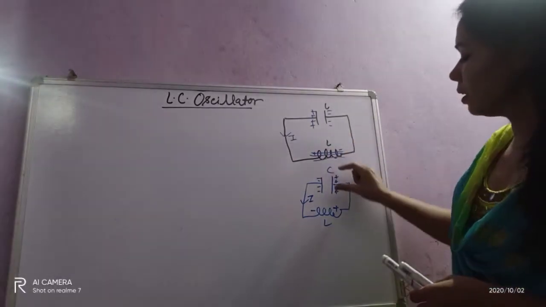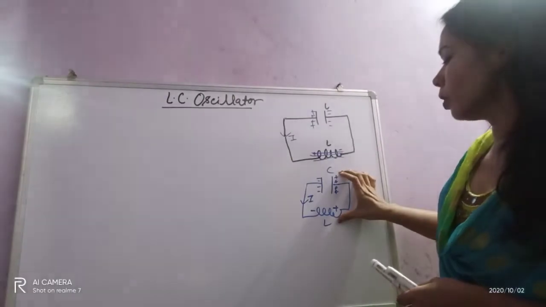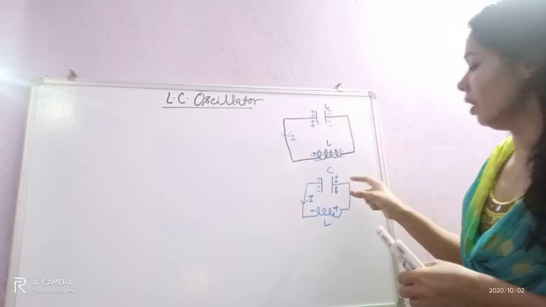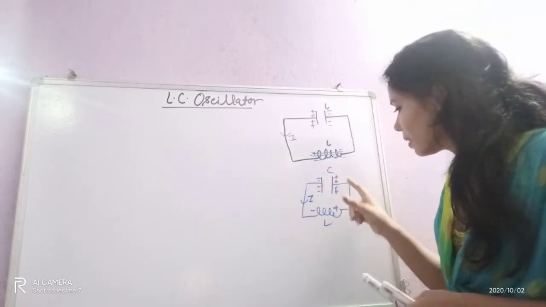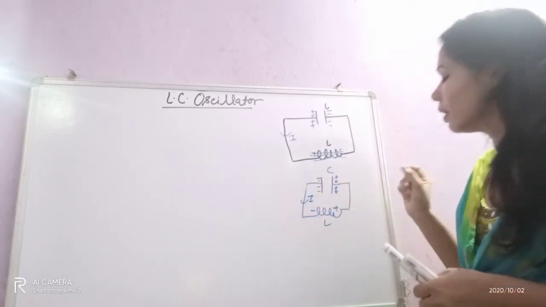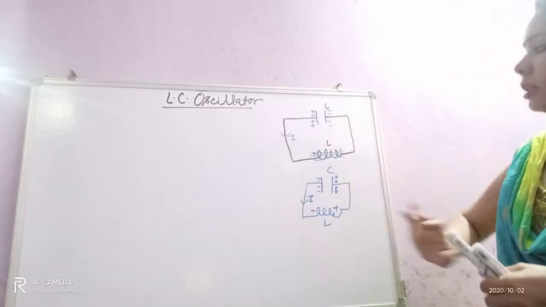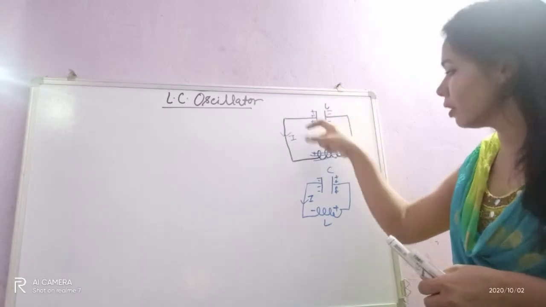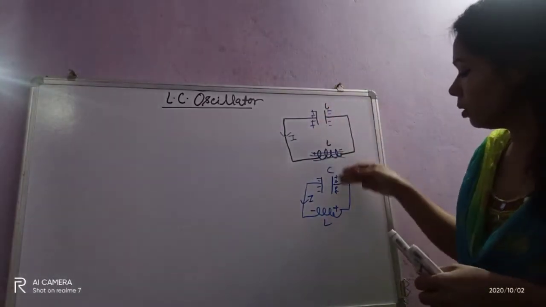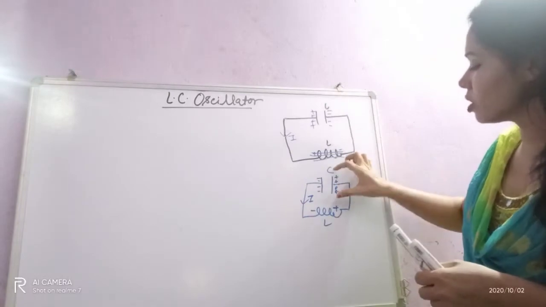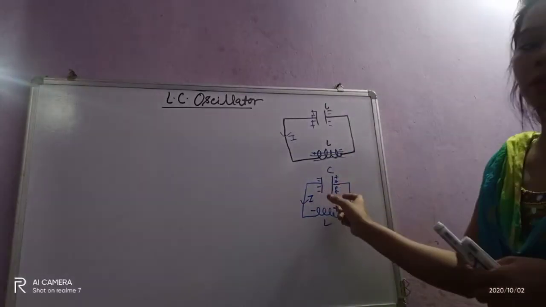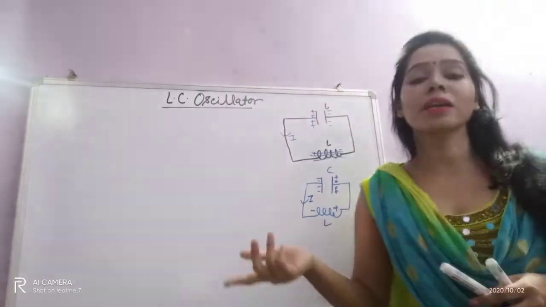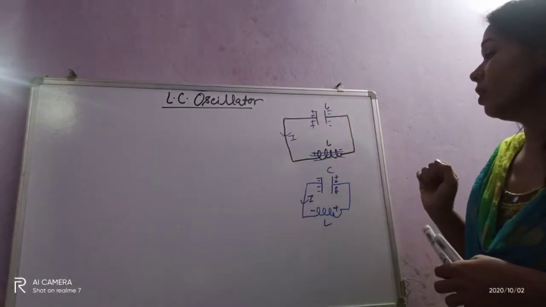But at any instant, the sum of overall energy is constant. I mean to say that at any instant, the sum of energy of the capacitor and inductor is the same in all the conditions, in all the states. When the capacitor was fully charged, the energy was the same, and when the inductor was charged and the capacitor was discharged, that time also the energy was the same.